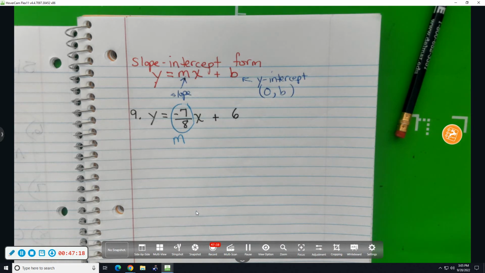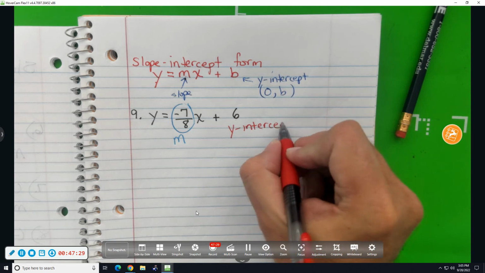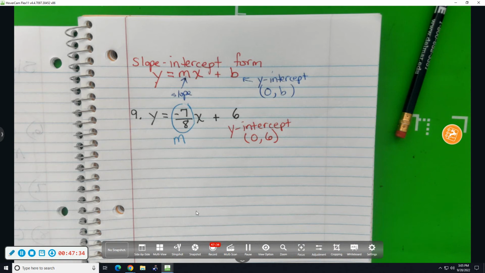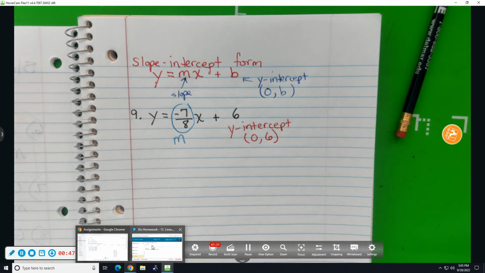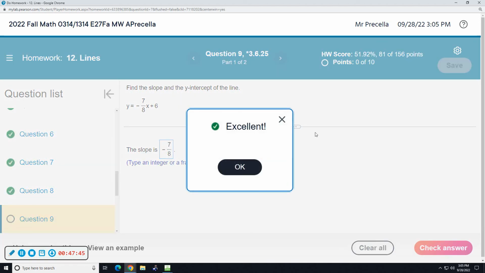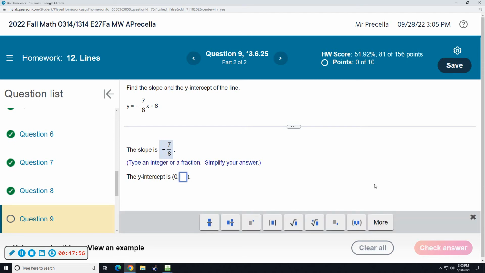Now, the y-intercept is an ordered pair. It's not just 6. How will I write the y-intercept? 0, comma 6. Okay, so let's see if we can type those answers in. The slope is negative 7 over 8. Now, look at how they've done this one. The y-intercept is, they've already put the 0, comma, so all you have to do is type in the 6.